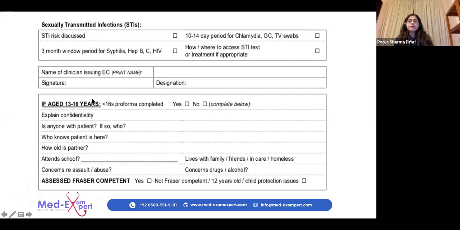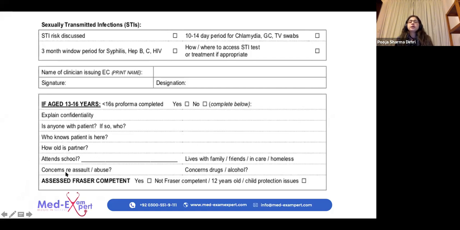See the lower part. If the patient is aged between 13 to 16 years, the young adults we were talking about, there is a less than 16 proforma, completed or not. Explain confidentiality. Is there anyone with the patient? If so, who? We missed this. So you should ask, has somebody come with you? Have you informed somebody that you're here? Would you like me to inform your parents or your guardian? This is important. Who knows the patient is here?